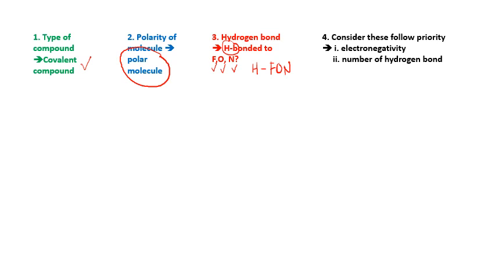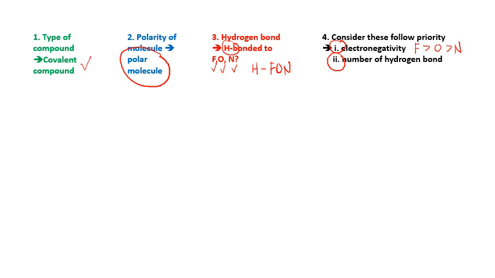So the next thing, in the strength of the hydrogen bond, the priority will be given to the electronegativity and then followed by number of hydrogen bonds. So as we already know, the most electronegative is the fluorine, followed by oxygen, and the least electronegative among these three is nitrogen.